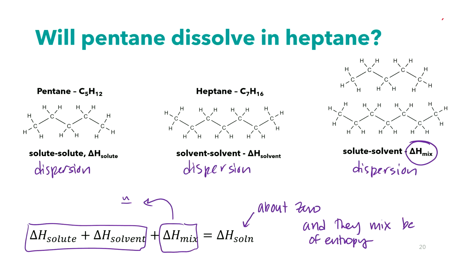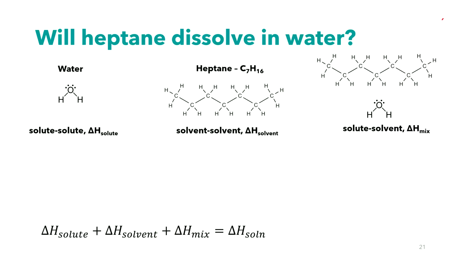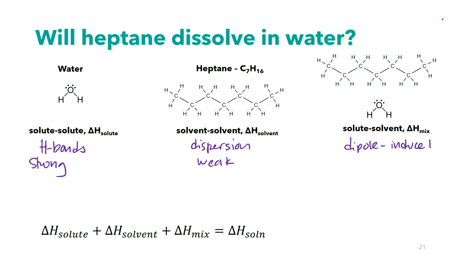All right? We could do a similar analysis where we look at water and heptane. So now let's say, what's water's interaction? Well, those are H bonds, and they're strong. These are still dispersion, and I'm going to call them weak. And then I'm going to have dipole and what we call induced dipole, which is getting into the weeds. It's like medium strength.